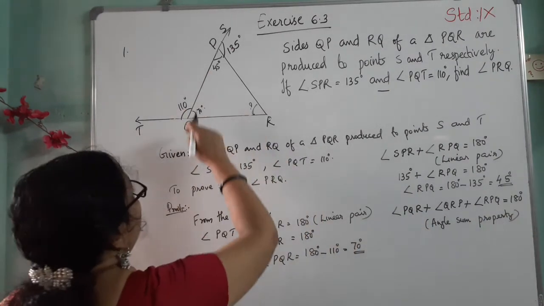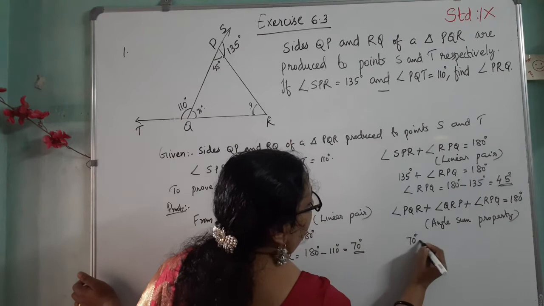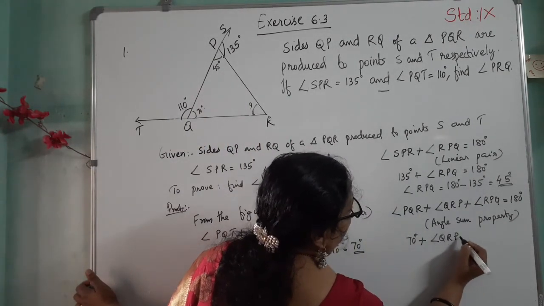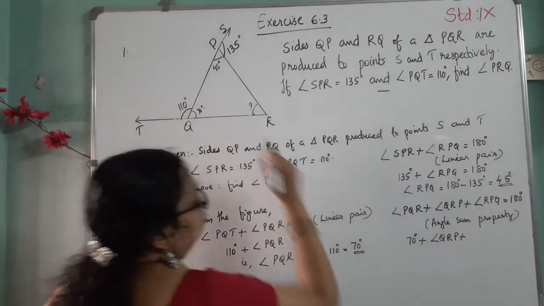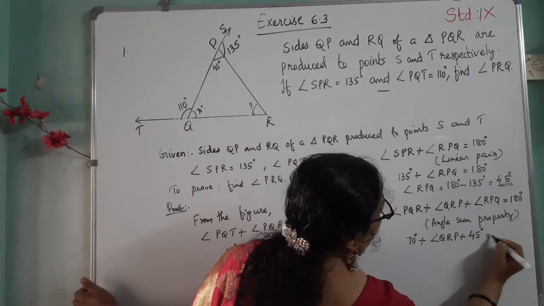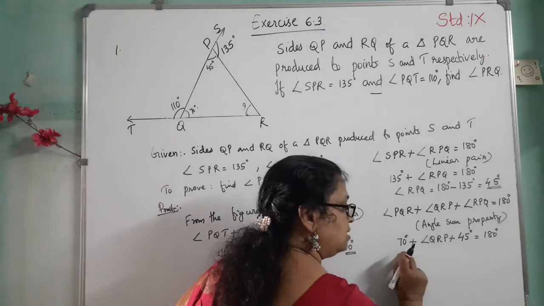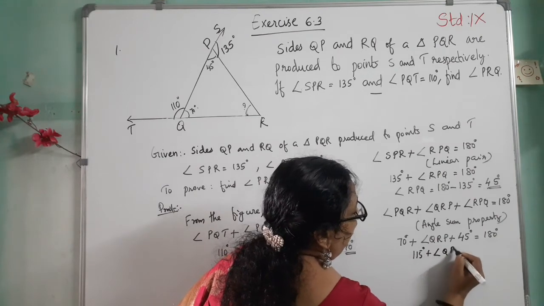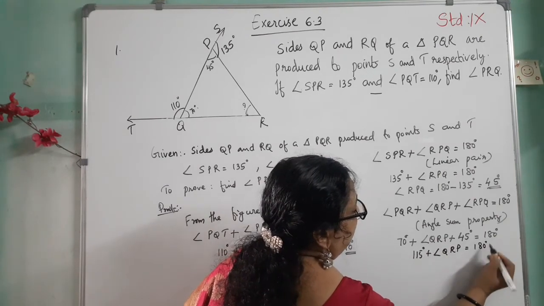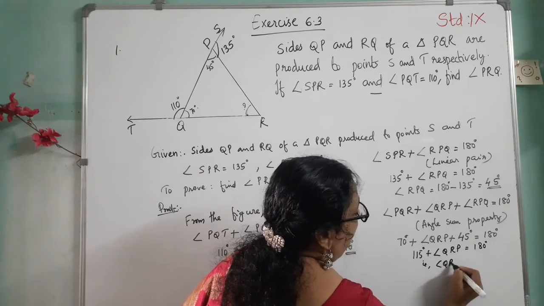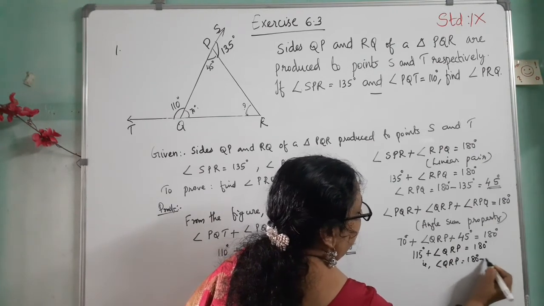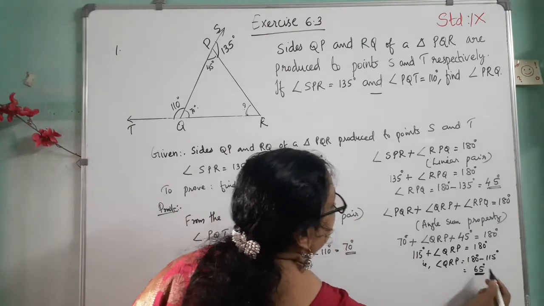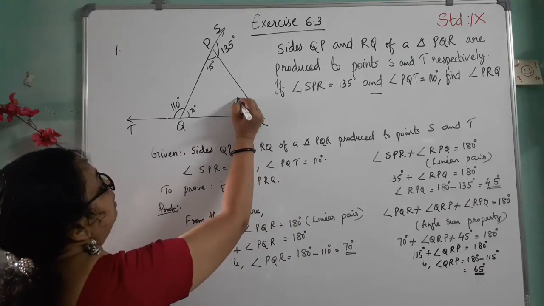So angle PQR, that is 70 degrees, plus angle QRP, that we want to find out, plus angle RPQ, that is 45 degrees, equal to 180 degrees. That is 70 plus 45 is equal to 115 degrees plus angle QRP equal to 180 degrees. That is angle QRP equal to 180 degrees minus 115 degrees, which is equal to 65 degrees. So this angle is 65 degrees.